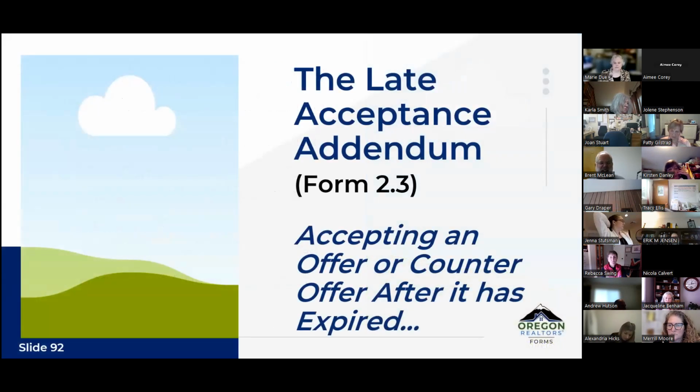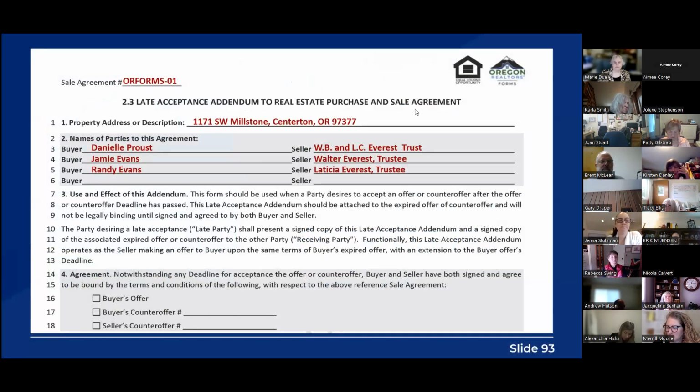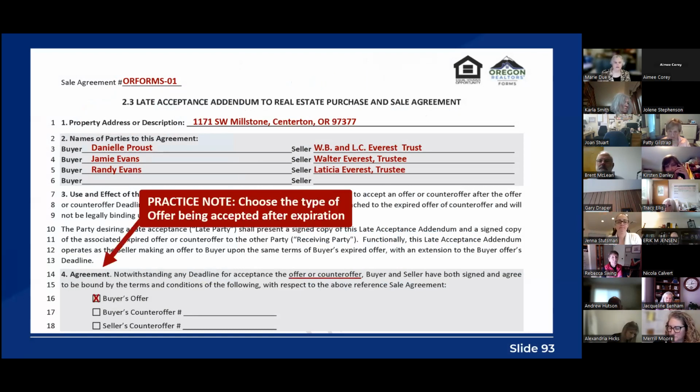Late acceptance addendum, accepting an offer or counter offer after it has expired. Late acceptance addendum to real estate purchase agreement. So what we're doing here is saying, hey, we were trying to get everything done, but we went past the deadline. We're in agreement that we want to make sure that the counter offer or offer did not happen, but we're still all in agreement. It's one of those situations where you may not get everybody's signature. You've all come to an agreement, but somebody's traveling or for some reason they can't get the signatures on there. This is where you would use this.